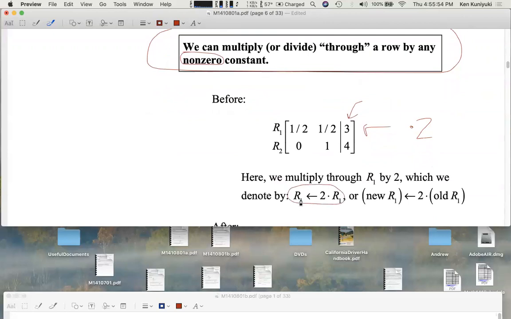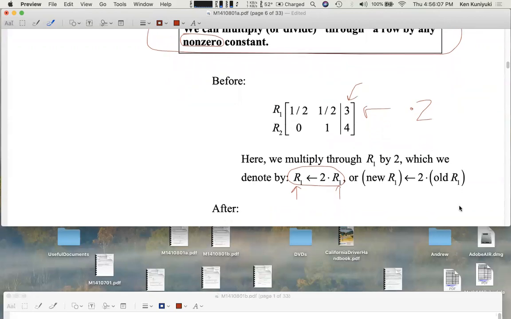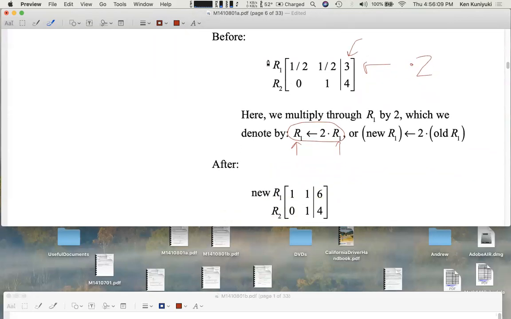Replace the old row 1. To get the new row 1, take twice the old row 1. So 1/2, 1/2, 3 becomes 1, 1, 6. You can rewrite the second row. We often rewrite rows in this section. Be prepared for that. And we have row equivalents.